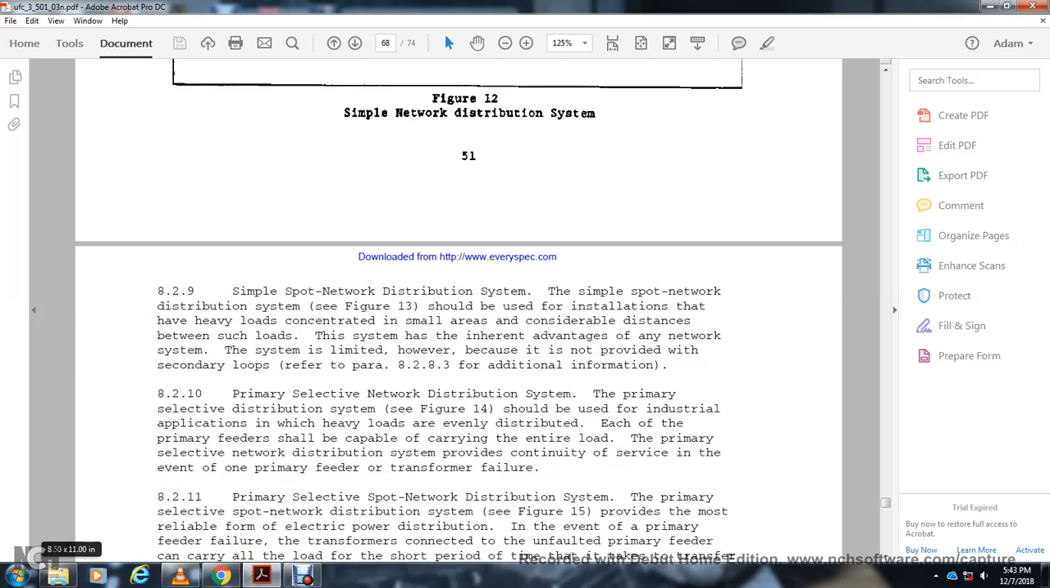8210, for the primary selective of the network distribution system. For the primary selective of the distribution system, figure 12, figure 14 should be the industrial application for the heavy load with the eventually distributed primary feed that should be capable of carrying the entire load of the primary selective or network distribution system to provide the continuity of the distribution within the event of one primary feeder or transformer failures.